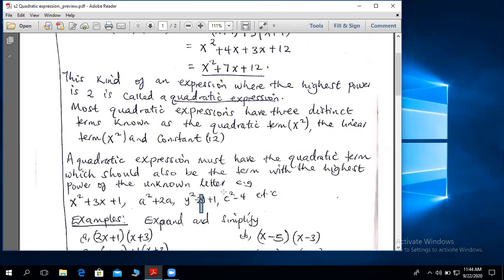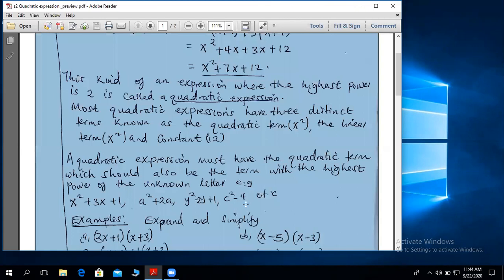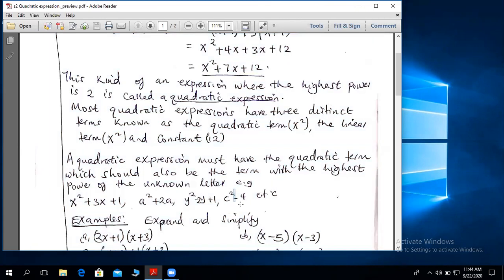This now is also a quadratic equation because the highest power here is 2, but it does not have a linear term, meaning where there is a linear term, there is 0. So the value of b, where there is a linear term, is 0, and the constant is negative 4. So this equation does not have a linear term, but it is still a quadratic equation.